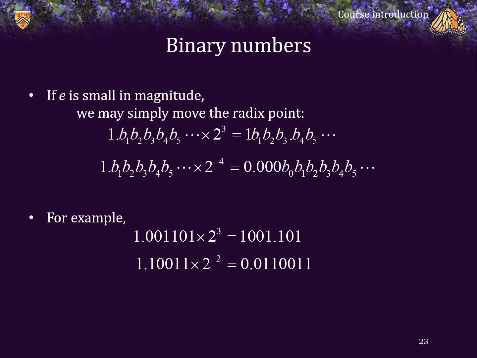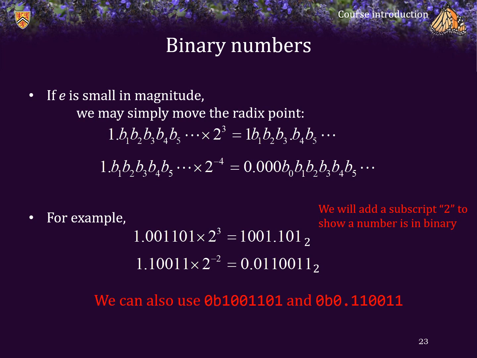Now, looking at those two numbers, sometimes it may be questionable: does that represent a binary number or a decimal number? If there is ambiguity, we will sometimes add a subscript 2 to emphasize that this is a binary representation. We can also use the convention from C++, where we prefix the number with a 0b.